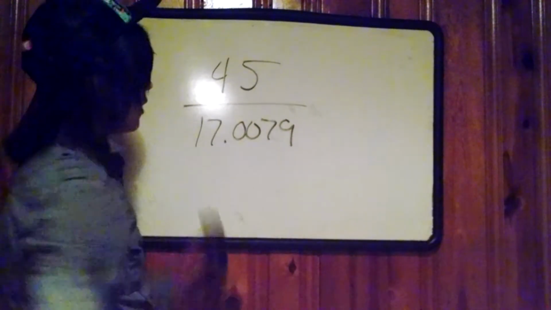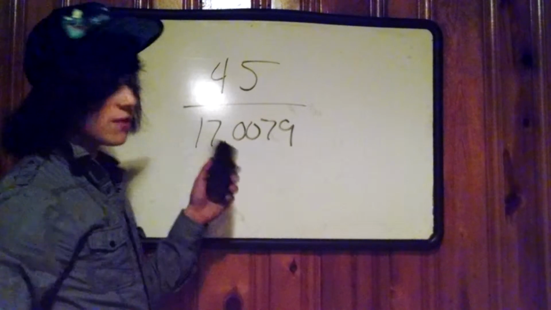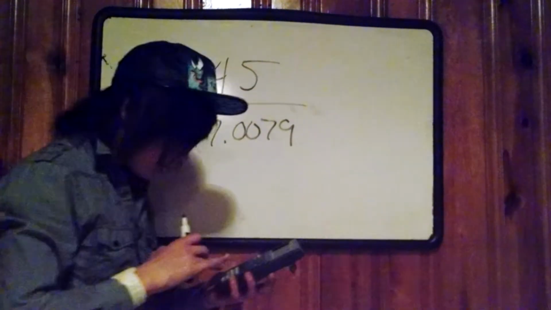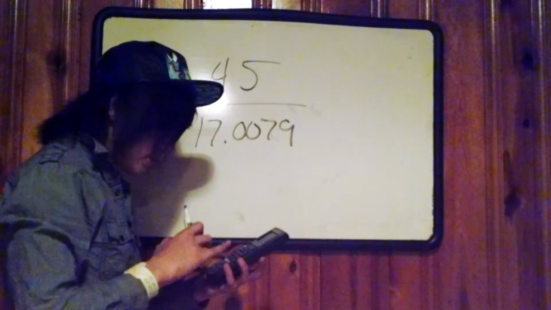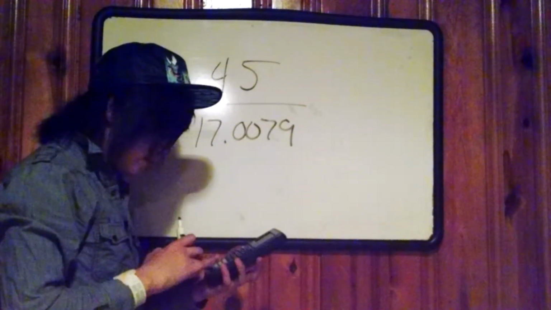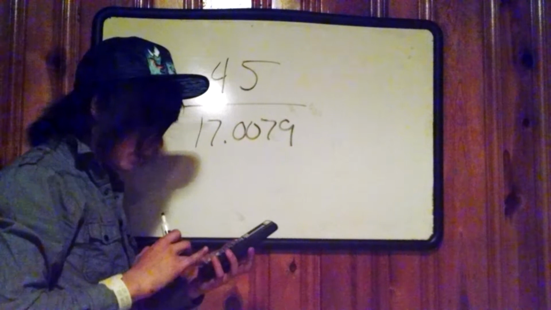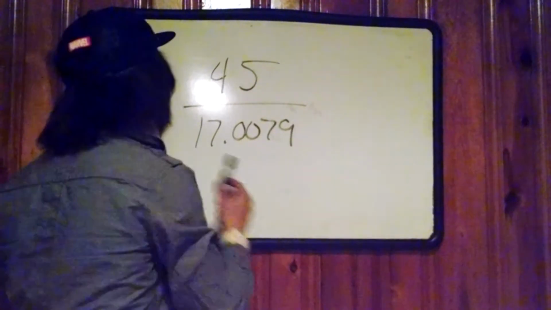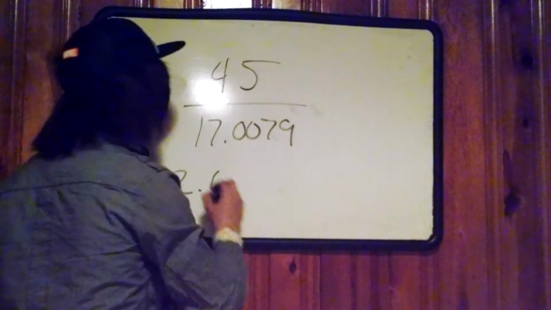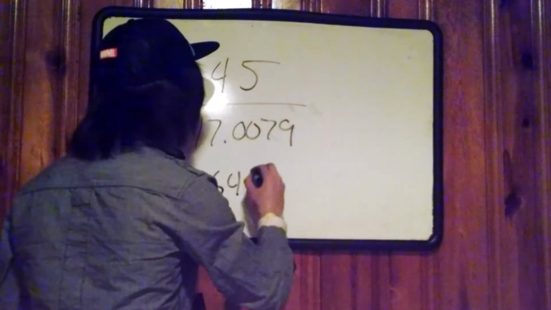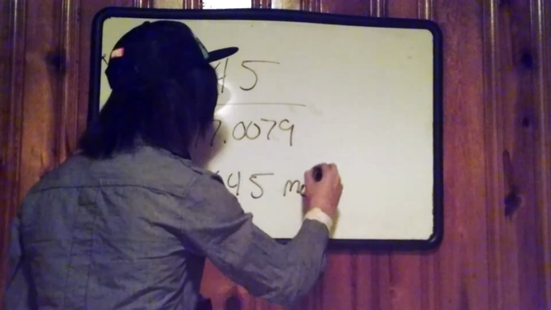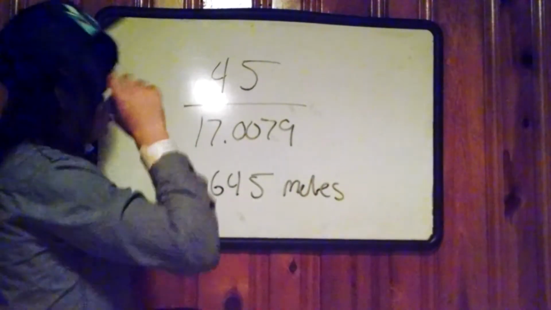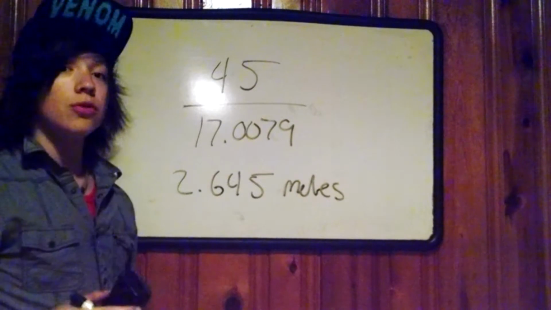So 45 divided by 17.0079 is, let me grab my handy dandy calculator over here. Let's plug this in the calculator. So 45 divided by 17.0079 equals 2.645. So there are 2.645 moles in 45 grams of nitrogen. And that's how you solve a grams to moles equation.